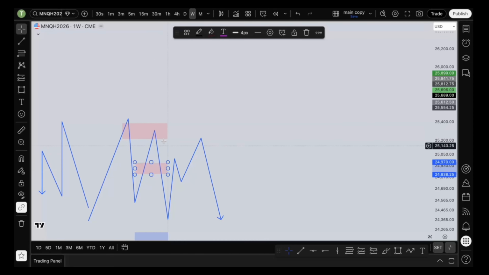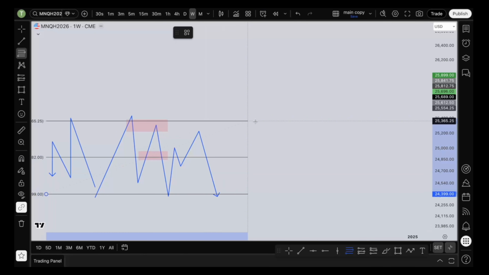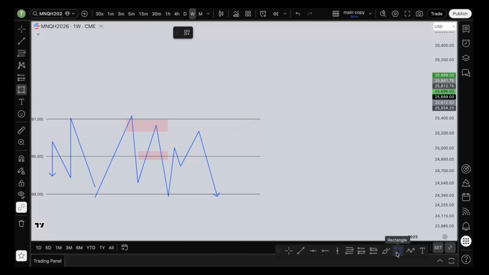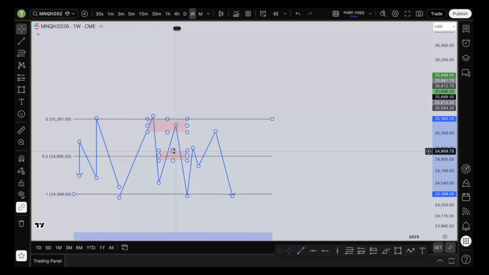Okay, so you can take advantage of these markets. And also, let me make it clear that in consolidation, the highest probability shorts are going to be on the upper end of the range, and the highest probability longs are going to be on the lower side of the range.